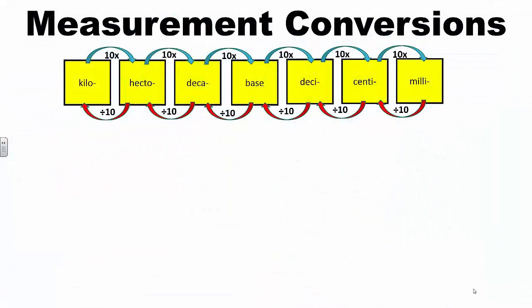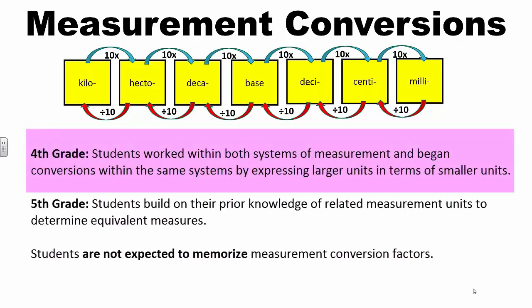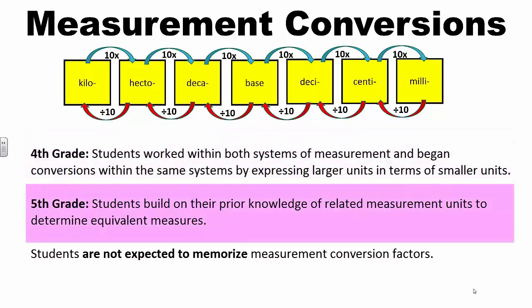This standard calls for students to convert measurements within the same system of measurement in the context of multi-step real-world problems. Both customary and metric measurement systems are included. In 4th grade, students worked within both systems of measurement and began conversions within the same systems by expressing larger units in terms of smaller units. 5th graders build on their prior knowledge of related measurement units to determine equivalent measures.